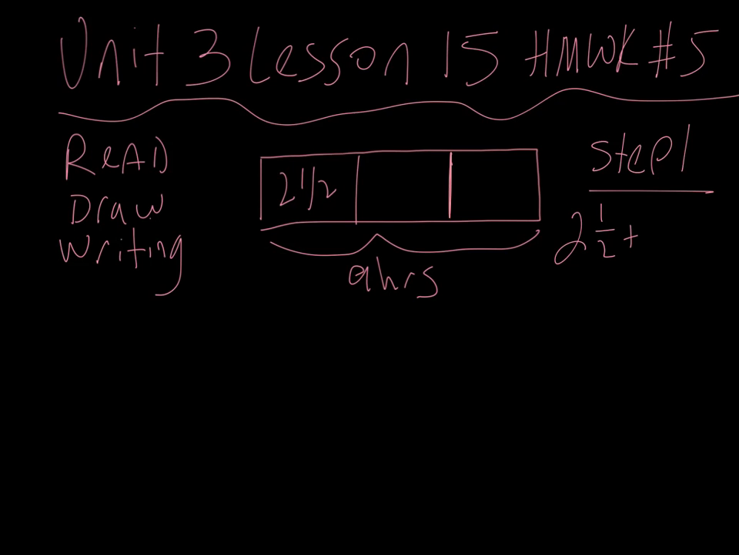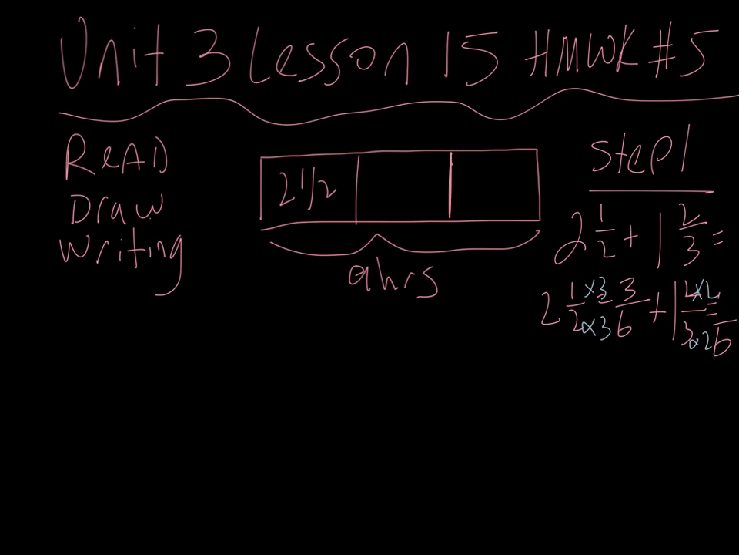plus 1 2/3. So to do that problem, I need to get a common denominator of 6. Because if I count by 2's and I count by 3's, the first place they meet is 6. So let me get a common denominator here. I'm going to multiply here, top bottom rule, times 3 times 3 times 2 times 2. This will become 3/6, and this will become 4/6.